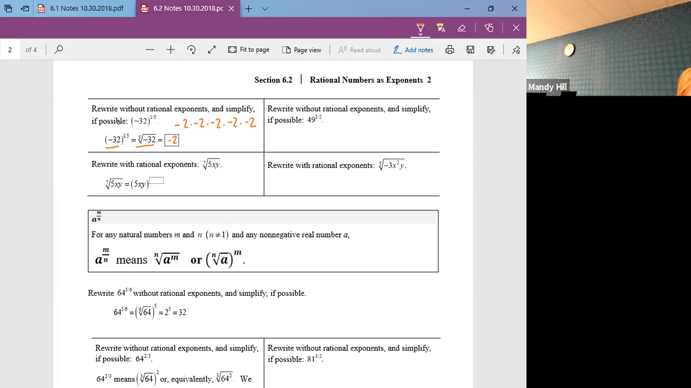Now I'm going to show you on your calculator that both of these things mean the same thing. So we can use our calculator and type this in.